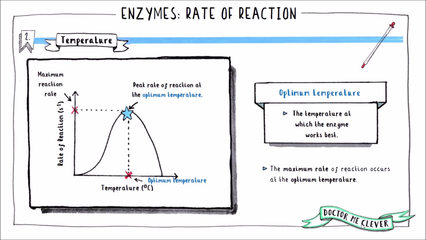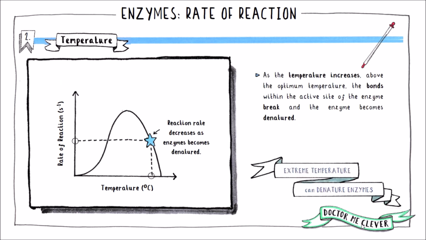So not all enzymes across all living organisms have the same optimum temperature. Enzymes found in thermal vent bacteria, for example, have much higher optimum temperatures, and therefore these bacteria are found in hot environments. So going back to the graph, if the temperature starts to exceed the optimum temperature, the enzyme starts to get into a bit of trouble.